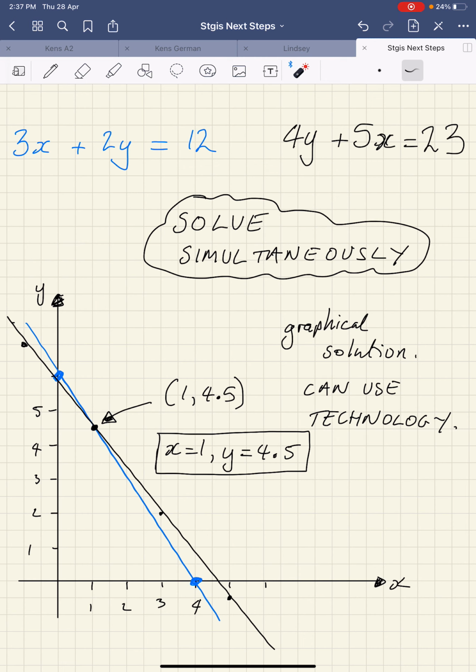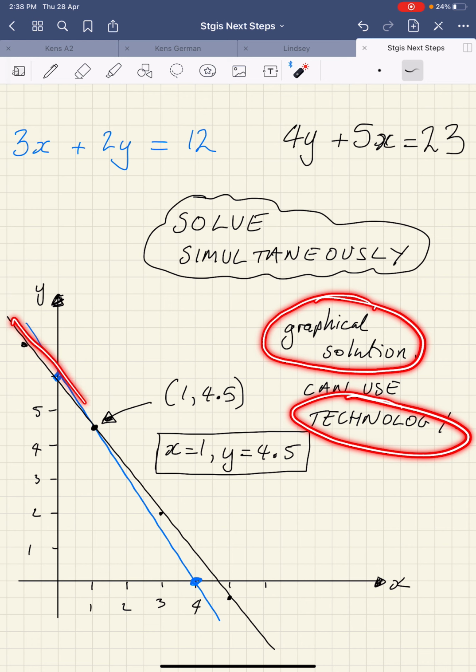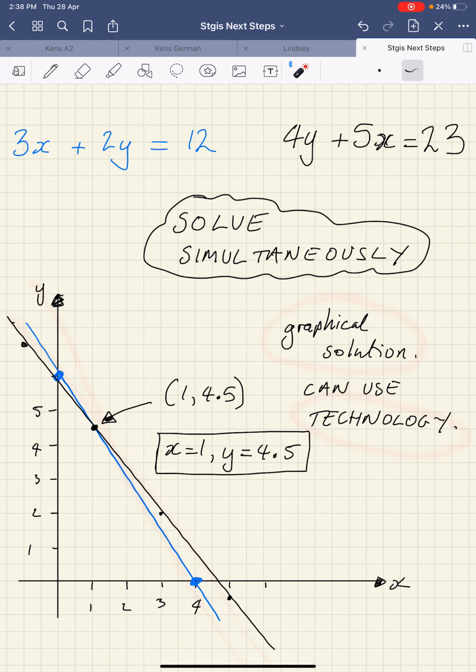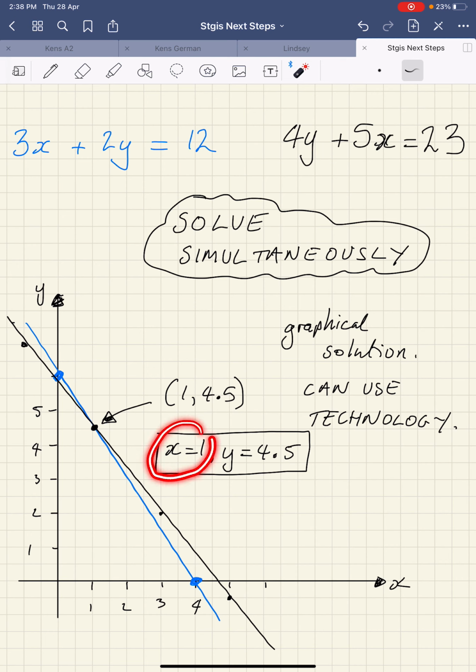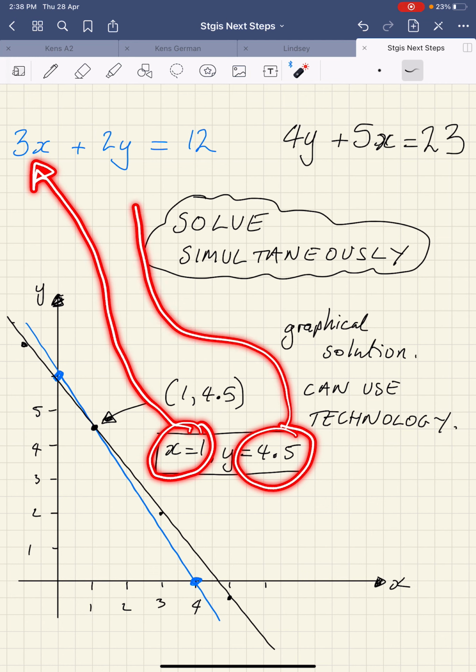Now, one method you can do using a graphical solution using technology is just go ahead and draw the lines on your technology, and you will find the crossover point is the point of intersection. Okay, that's a nice maths word, intersection, the crossover. And you'll find this coordinate here, where the x is 1, that's the first number here, and the y is 4.5. So that means that if we take x equals 1, and we substitute here, and we take y of 4.5 and substitute it here, this will be true.